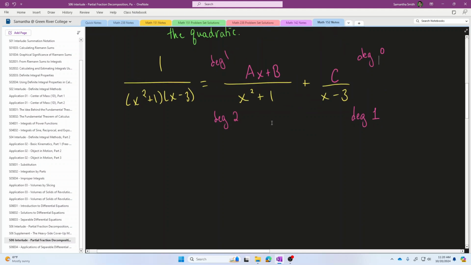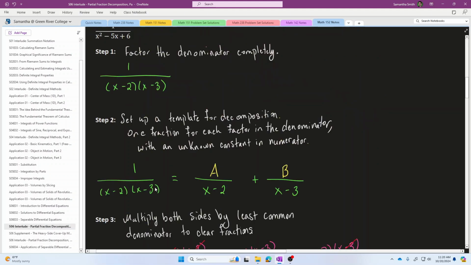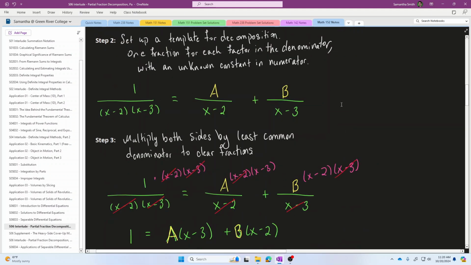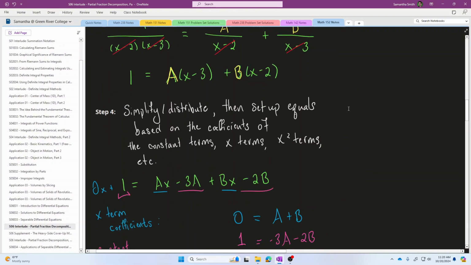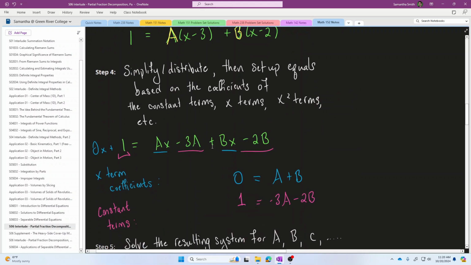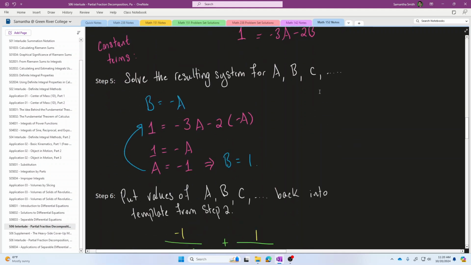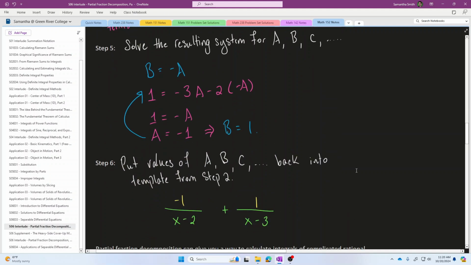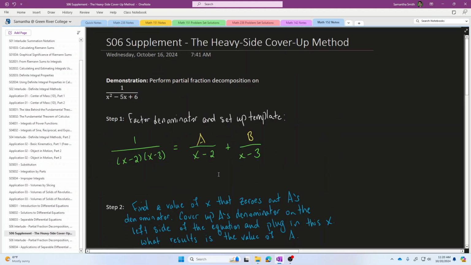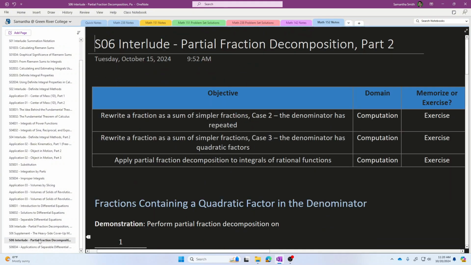Once you have set up that template, the rest of the steps proceed exactly the same way. Once the template has been set up, we're going to go ahead and clear the fractions. We're going to go ahead and simplify. We're going to go ahead and set up separate equations using the coefficients of the different terms. And then we're going to solve the resulting systems for all of the unknowns and put them back into our template. All of that's the same as it was before. The only real change is the template itself.